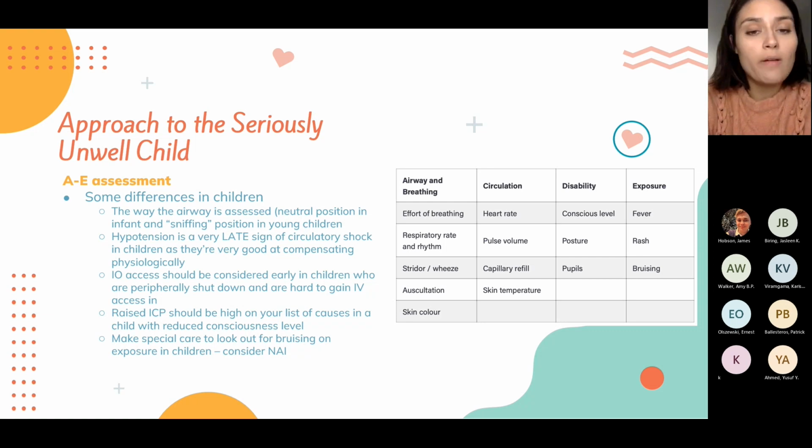Sometimes it's very hard to get good IV access in children. They've got very small vessels, and they can be very weak and hard to cannulate. So one thing to bear in mind is to not hesitate to get IO access, intraosseous access into the bone, early on in children that it's difficult to get peripheral access in. It's more important to get any fluids or medications in than to waste time trying to get IV cannulas in.